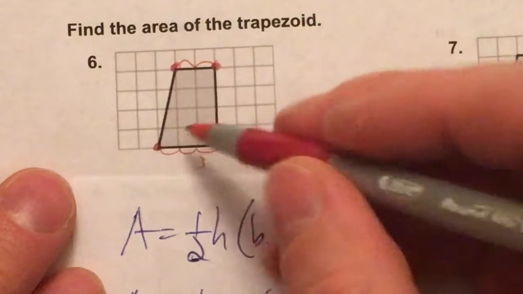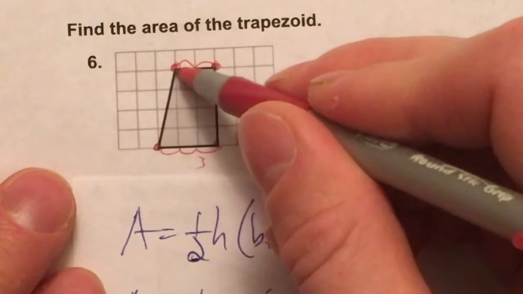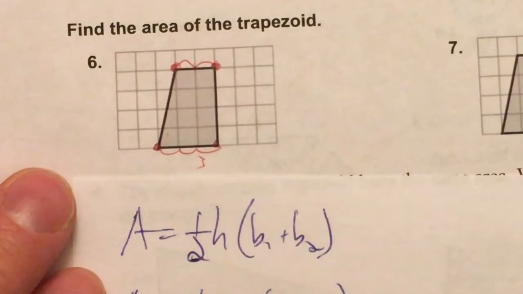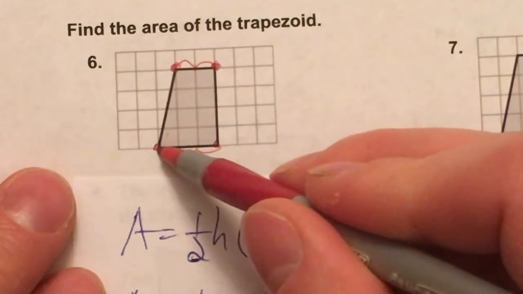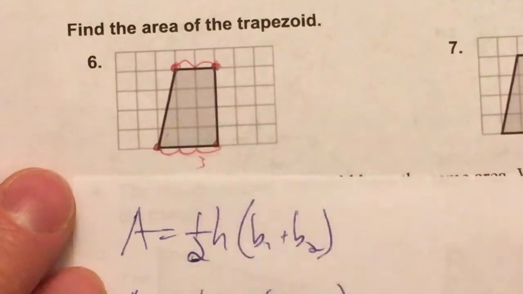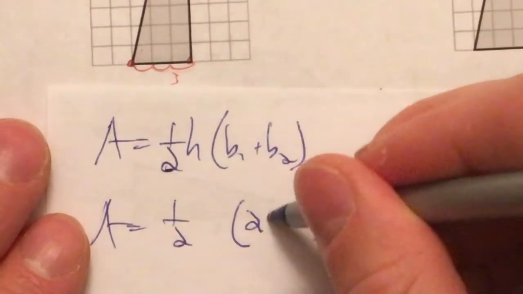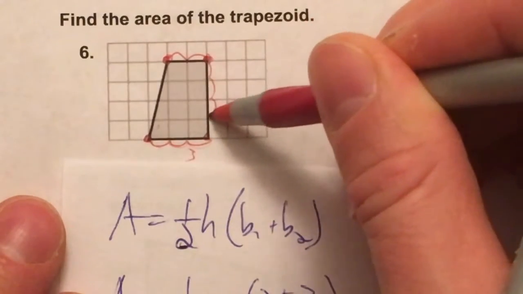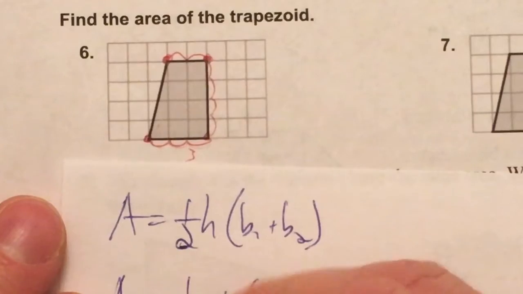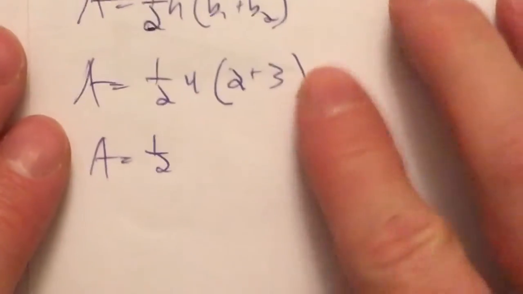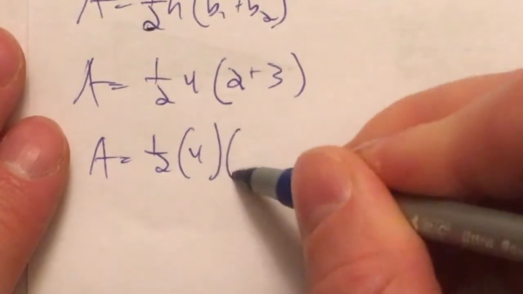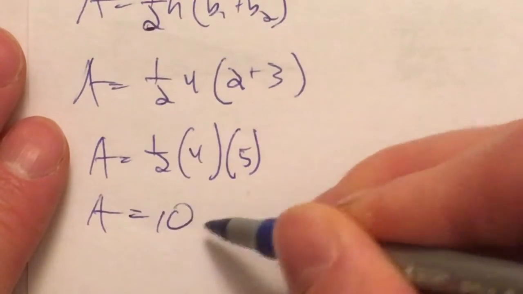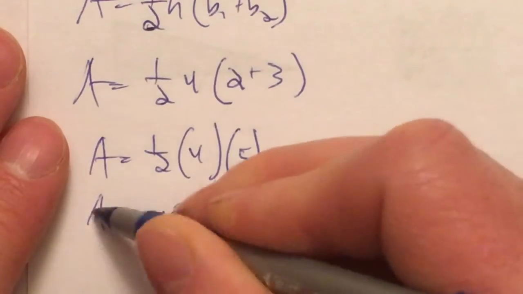And students get confused because they don't know what to do with these partial squares right here and right here. And that's why I say don't even worry about that. Just count how many jumps it is from one corner to the other. So the first one was 2, second one was 3, and now the height is the distance between those two. 1, 2, 3, 4 jumps. So the area is equal to 1/2 times 4 times 5. 4 times 5 is 20, half of 20 is 10, so your area is 10 square units.